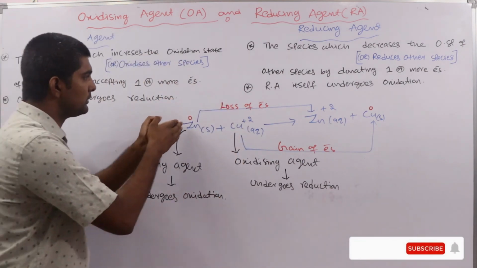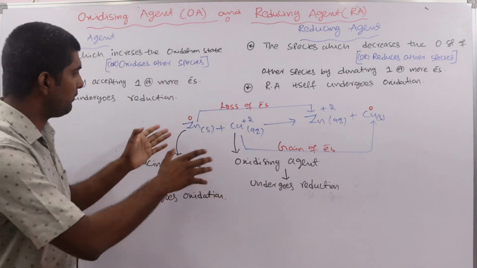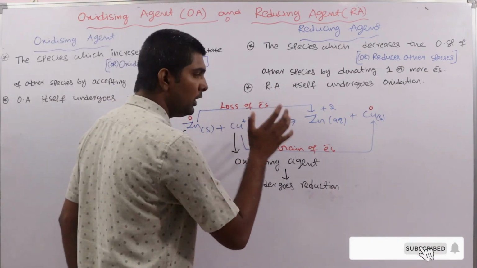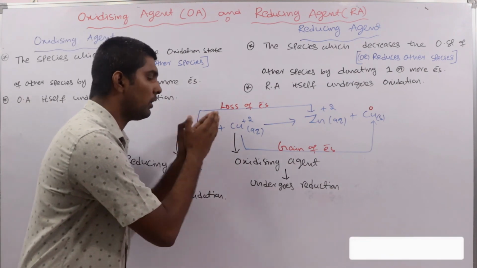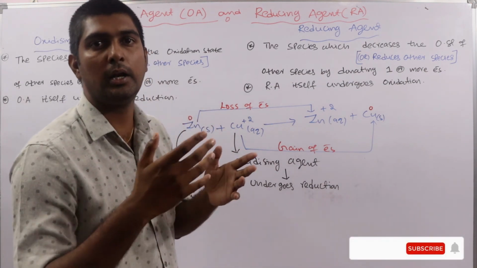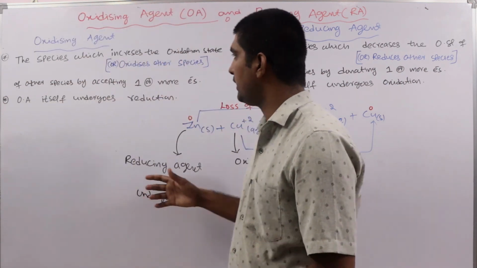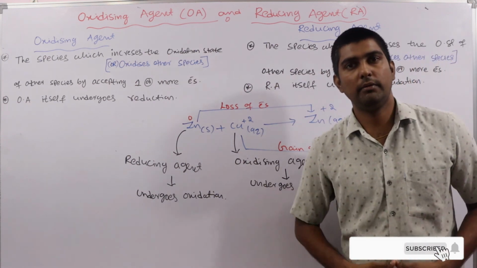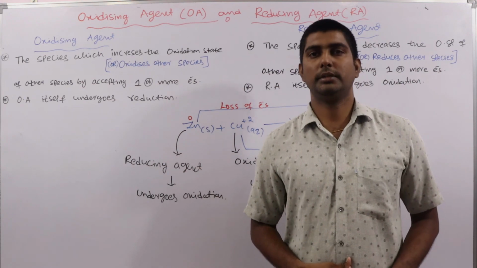Overall, simply what is happening, electron transfer is taking place from the reducing agent to the oxidizing agent. Yes or no? These lost electrons are gained by the copper plus 2, means electron transfer is taking place from zinc to copper. That is nothing but in general, from reducing agent to oxidizing agent, electron transfer takes place. Okay, so this is about the reducing agent and oxidizing agent. In the next lecture we discuss some important oxidizing and reducing agents. Okay.